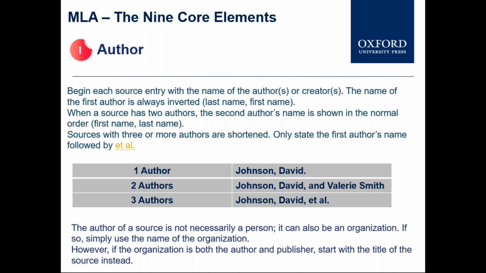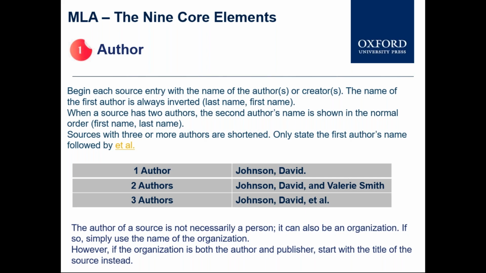Now, the name of the first author is always inverted. So if it is Amartya Sen, it will become Sen, Amartya. So here it is David Johnson, the first author, so it becomes Johnson, David. Last name comes first and then the first name, separated by a comma. The name of the second author, if there are 2 authors, will be the normal way: Valerie Smith, first name, last name.